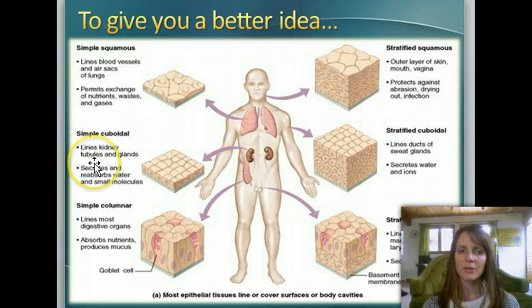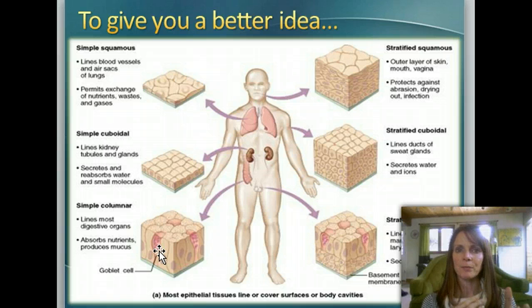You have simple cuboidal that we talked about. It's going to line the kidneys, the tubules, and the glands. It's going to secrete and reabsorb water. Okay. Simple columnar lines most of the digestive organs, absorbs nutrients, and produces mucus. There's something called goblet cells that are typically found in these simple columnar cells. Goblet cells' function is to secrete mucus. So take, for instance, the digestive organs, and sometimes even the lungs. It's nice to have that secretion so that things are moving nice and easy throughout different passages and so forth.